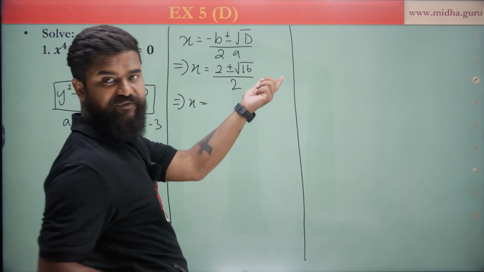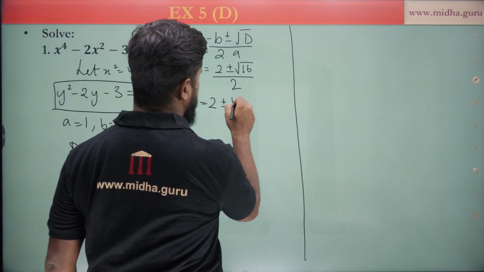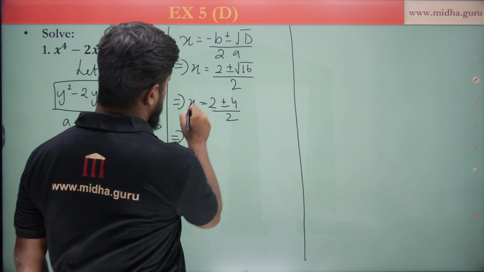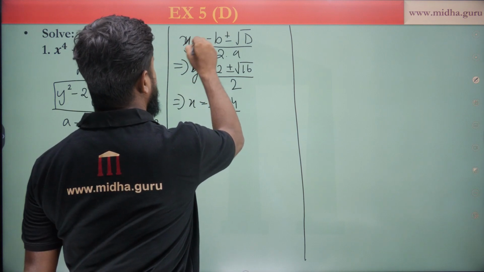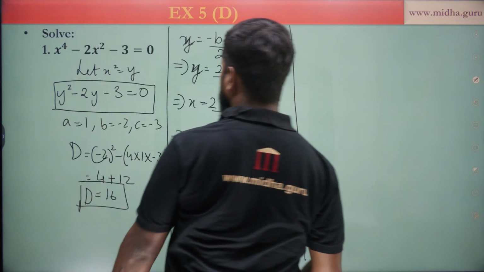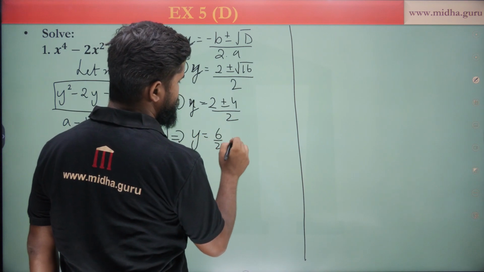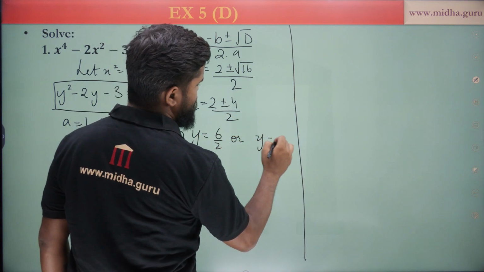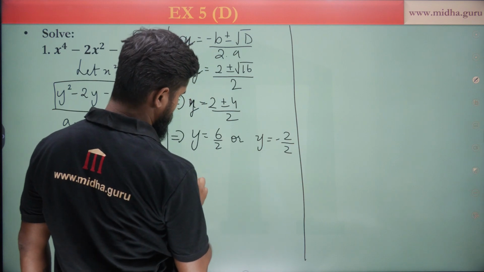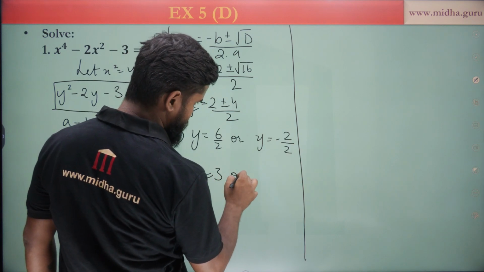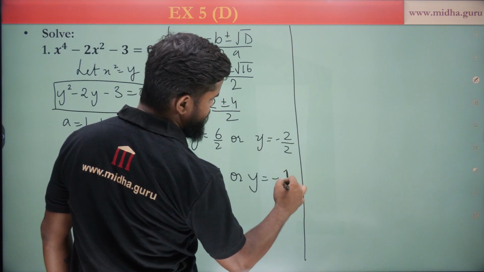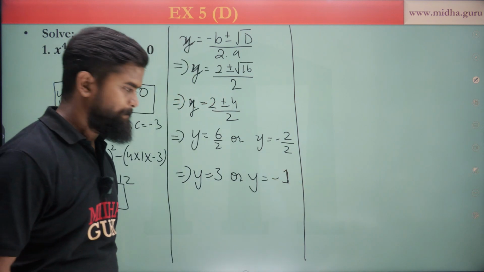Now 16 here is a perfect square. We can just write 2 plus or minus 4 by 2. Oh, sorry, I am writing x here. I'll just write down y, since the variable we are looking for is y. So y is equal to 2 plus 4, which is 6 by 2, and 2 minus 4, which is minus 2 by 2. So y is either equal to 3 or y is equal to minus 1.